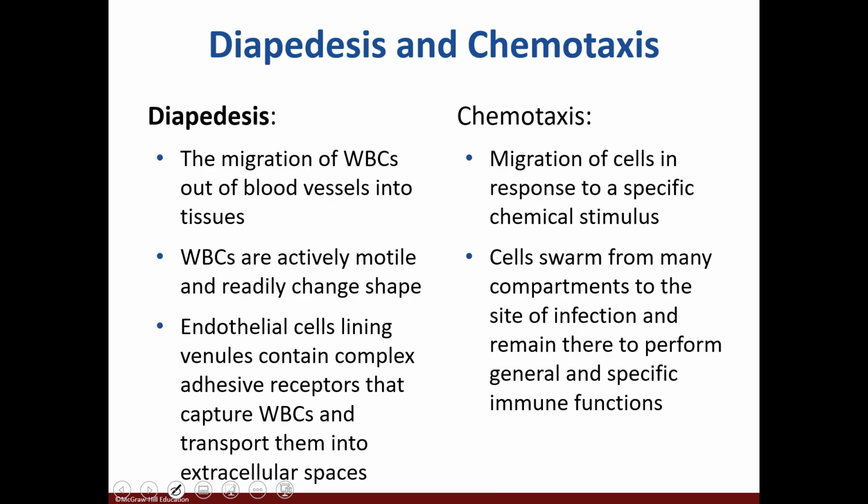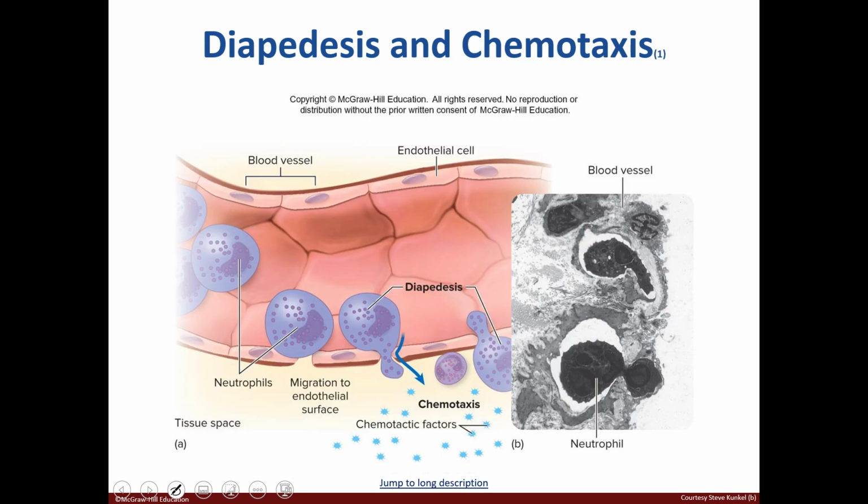Diapedesis is again the process of white blood cells squeezing out of blood vessels. Chemotaxis is the use of a chemical stimulus, like a trail of breadcrumbs, that the white blood cells follow to a site of infection. Here we can see the white blood cells leaving the vessels during diapedesis. And then they follow a chemical gradient to the site of injury in chemotaxis.